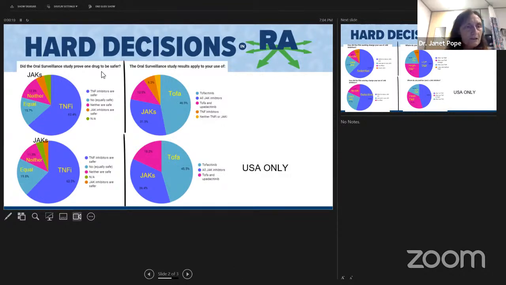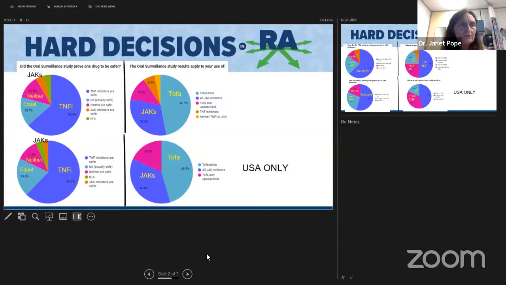Most people, 53%, said TNF inhibitors are safer. Interestingly, about 15%, or 1 in 6 of you, said they're about equal. And another almost 1 in 6 of you said, well, I think neither. And maybe you're talking about statistics, your interpretation of the study, or other things. And nobody really said that TOFA was safer than a TNF. And looking down below that first circle, that's the US answers.